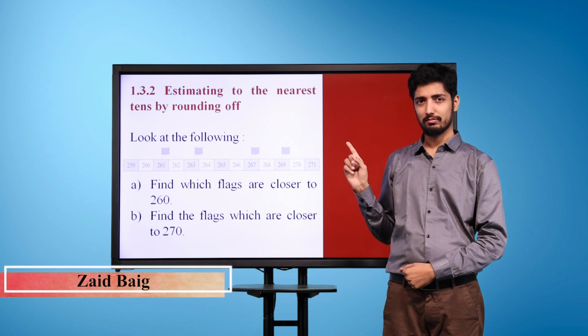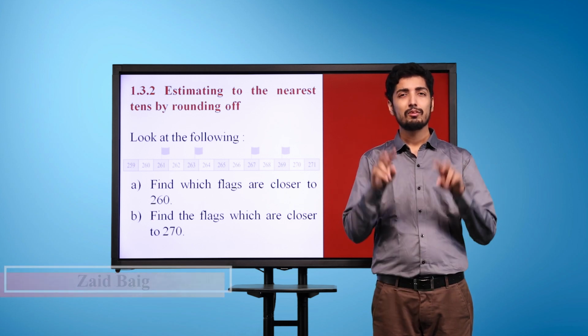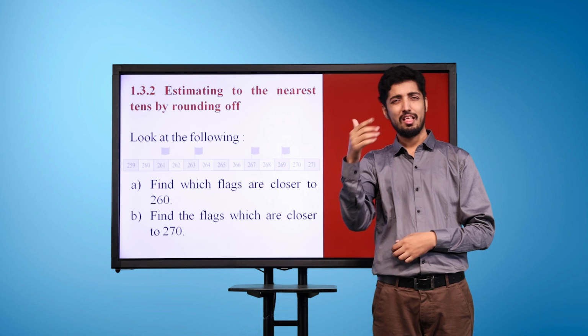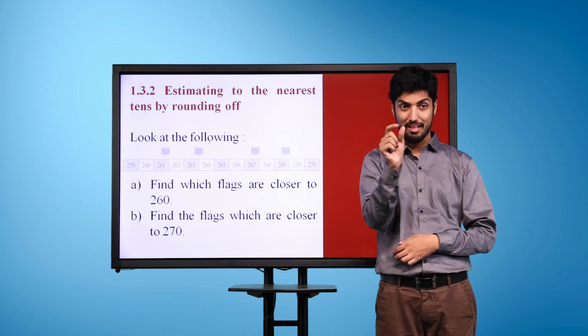1.3.2. Estimating to the nearest tens by rounding off.